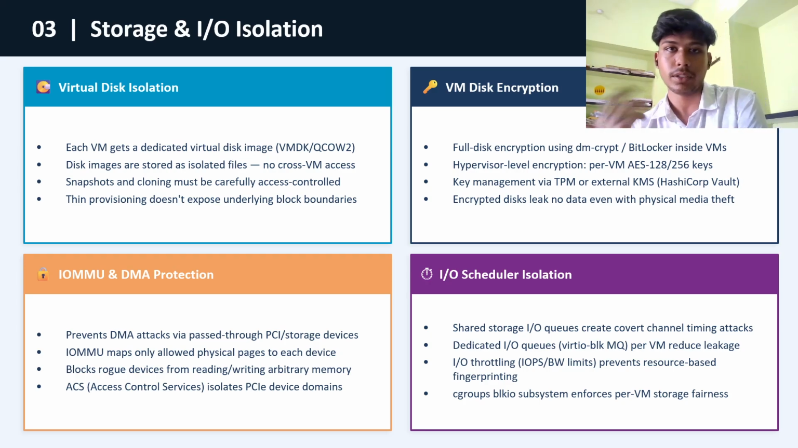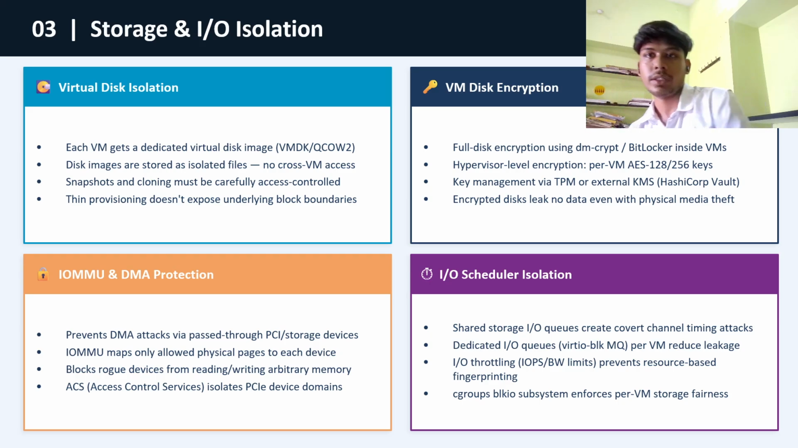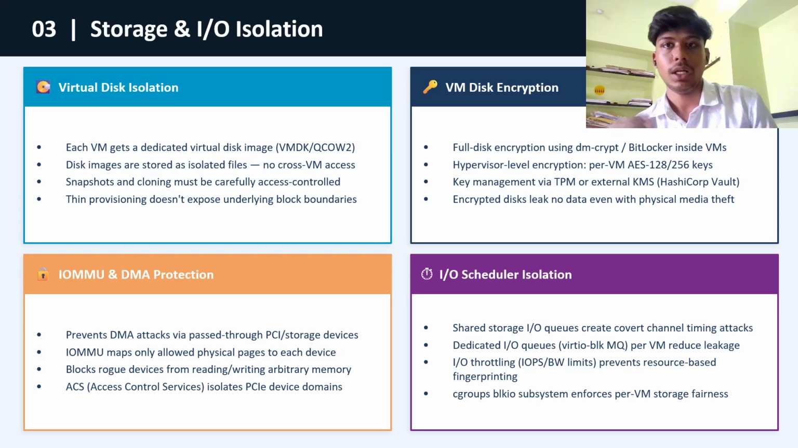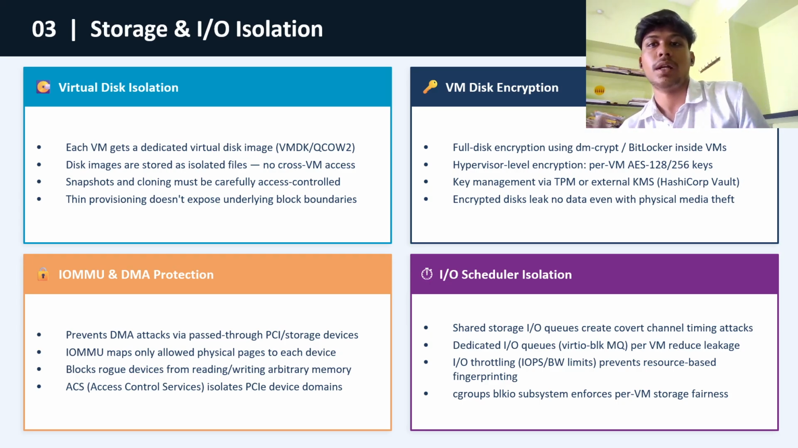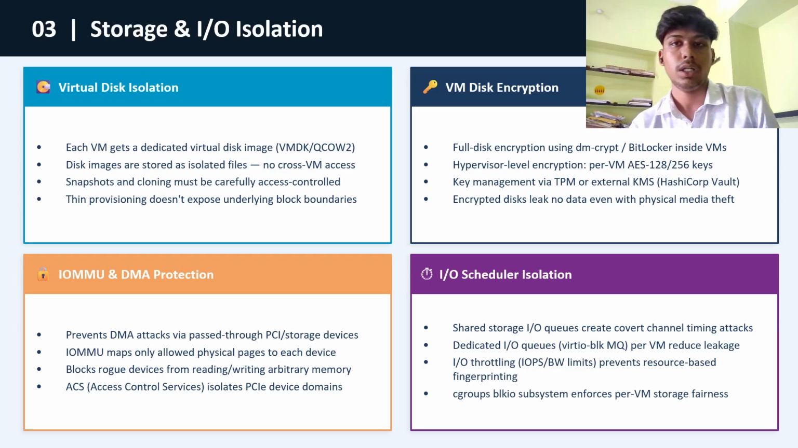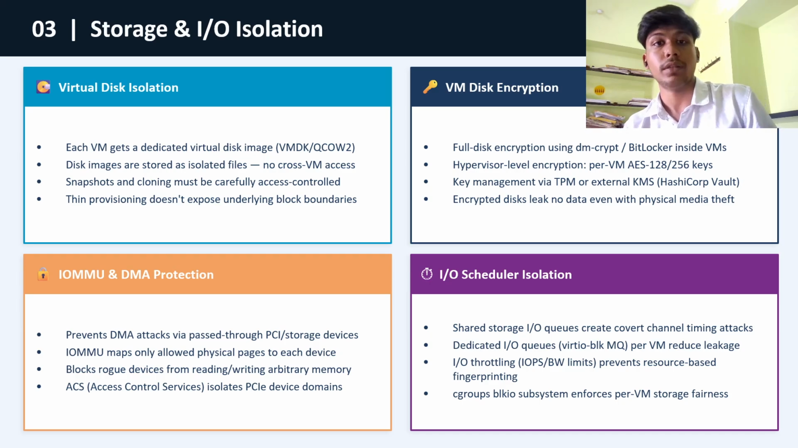Then the VM disk encryption. Full disk encryption using dm-crypt or BitLocker inside the VM. Hypervisor-level encryption is done per VM with AES 128 or 256 keys. An encrypted disk leaks no data, even with physical media.